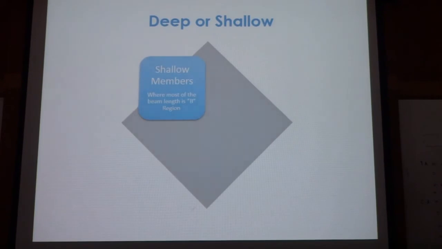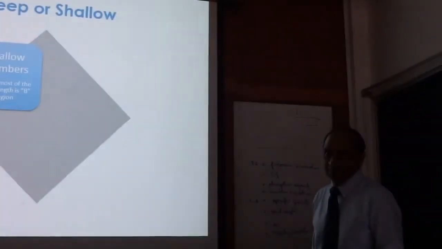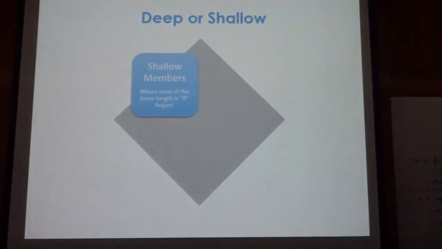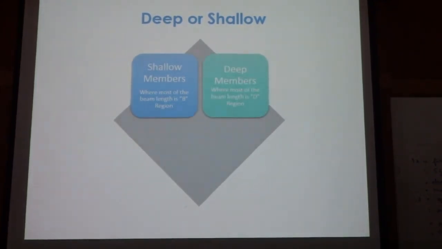Shallow members, for which our normal beam design theory applies, are members where most of the beam length is B region, correct? If you are going to have a closed book exam for the final, some of the questions will be from this slide or similar slides. You will get a sketch and be asked to mark the B region and D region, or define which is a deep beam or not deep, something like that. Deep members are where most of the beam length is in the D region. We already talked about this.